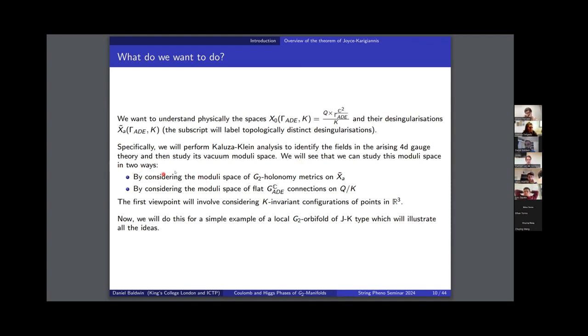One way is by considering the moduli space of G2 holonomy metrics on the resolved space, X tilde. And the other viewpoint will be to consider the moduli space of flat complexified ADE connections on this 3-manifold Q mod K. And we'll see that this first viewpoint will involve considering K-invariant configurations of points in R3, which is quite a simple space to consider. So now we'll look at a simple example of a local G2 orbifold of this type, and this will illustrate all the ideas.